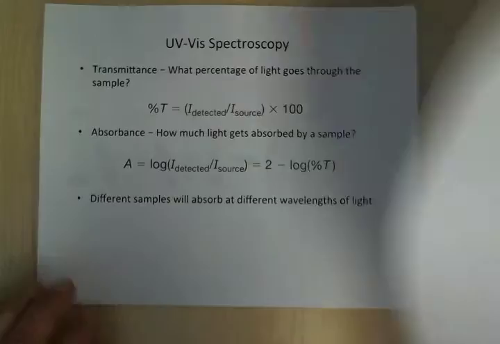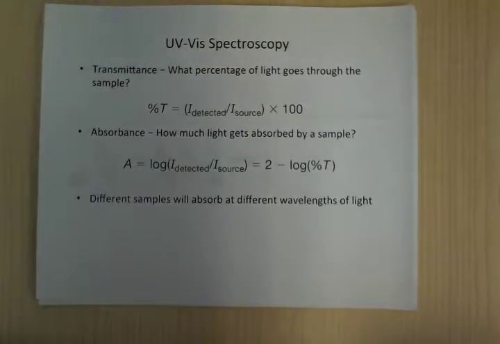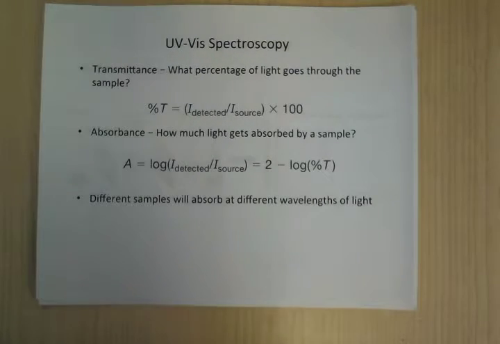For UV spectroscopy, there are typically two ways you can think about this. There's transmittance, which is just the percentage of light that goes through, or more specifically with UV-vis, absorbance, which says how much light gets absorbed by the sample. If you know how much gets absorbed, you can back-calculate how much material you have. Different samples absorb at different wavelengths, so they have their own fingerprints, not only of what wavelength they absorb, but also how much they absorb.